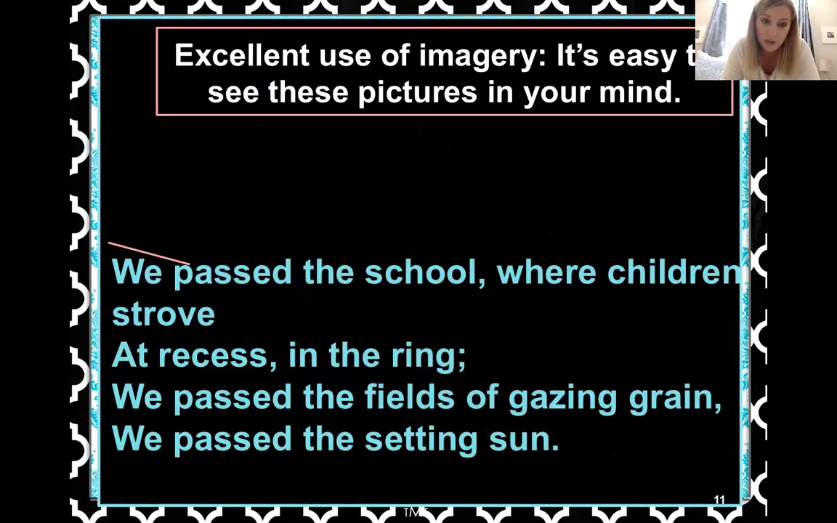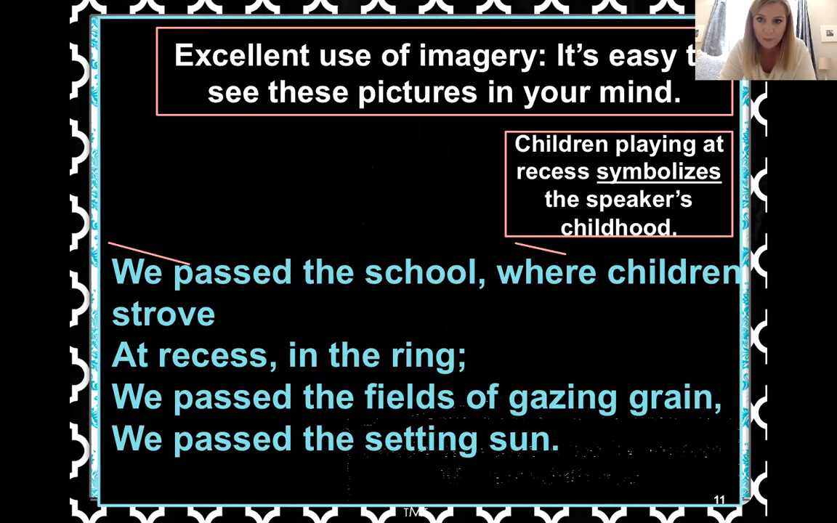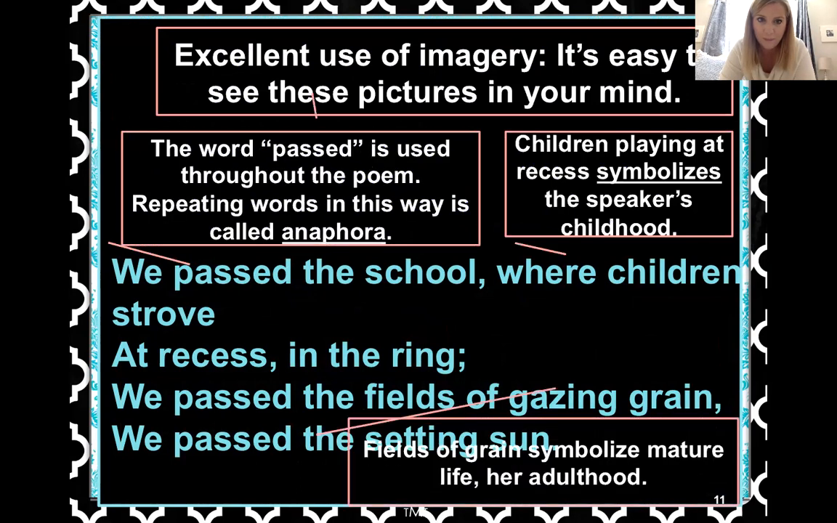This is an excellent use of imagery right here. You can kind of see fields of gazing grain and setting sun, right? And look at the alliteration, gazing grain, setting sun. It's easy to picture this in your mind. Okay. Now, I mentioned a word, anaphora, at the beginning of this lesson. Anaphora is when a word is repeated throughout a poem. Not a refrain. Remember, refrain is an entire line that's repeated. Anaphora is words that are repeated. So what's repeated? Passed, passed, passed.